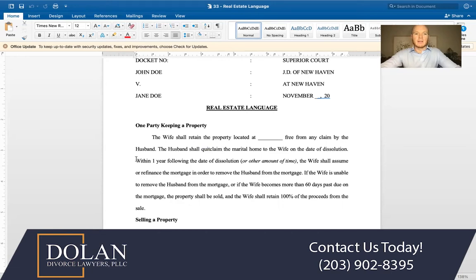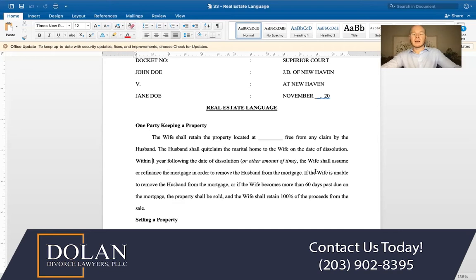And then you're going to need a time frame for the person who's retaining the property to refinance the property in order to remove the other from the mortgage. This is assuming that the mortgage is in both parties' names, or sometimes it could be in the name of the person who is not retaining the property, in which case a refinance would be necessary. So this says within 1 year following the date of divorce, or that can be a different time frame. It doesn't have to be a year. But within 1 year, in this example, following the date of divorce, the wife shall assume or refinance the mortgage in order to remove the husband from the mortgage.